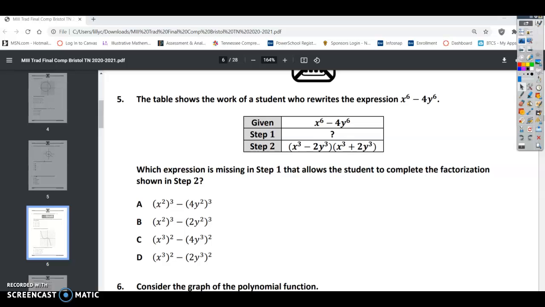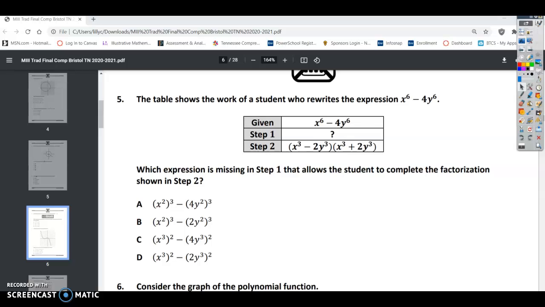Math 3, final benchmark, question 5. The table shows the work of a student who rewrites the expression x to the 6th minus 4y to the 6th. Which expression is missing in step 1 that allows the student to complete the factorization shown in step 2?